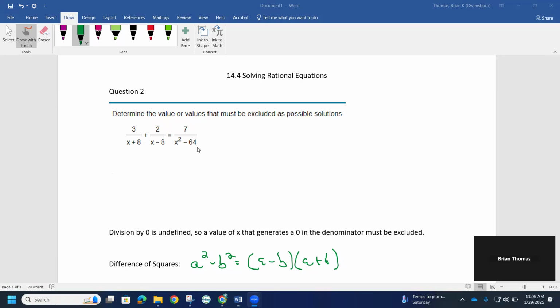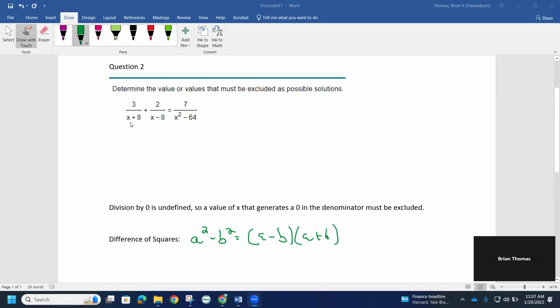So notice how we have an equation. We're supposed to solve this equation to determine the value of x that makes it a true statement. But notice how the variable is in the denominator. And one of the things we pick up on is division by 0 is undefined. So the value of x that generates a 0 in the denominator must be excluded. So to solve this problem, basically what we focus on are the denominators.